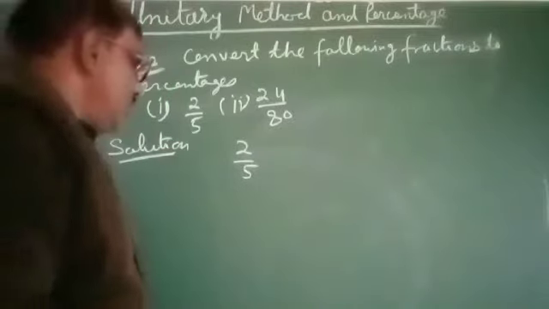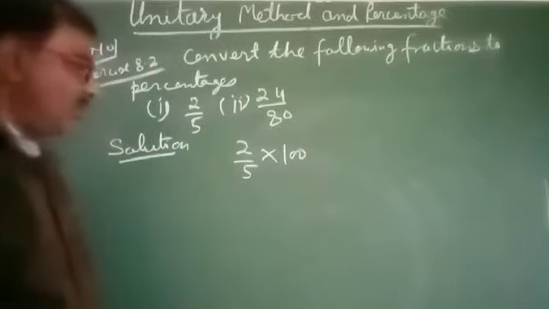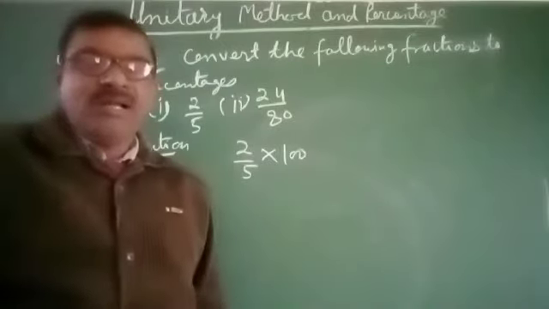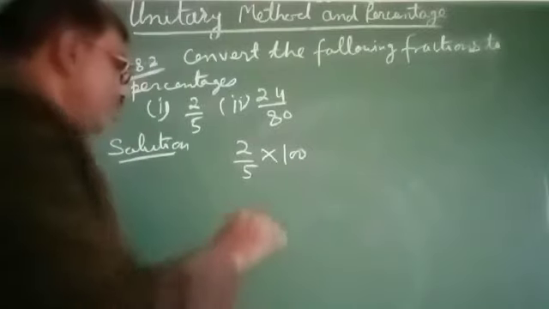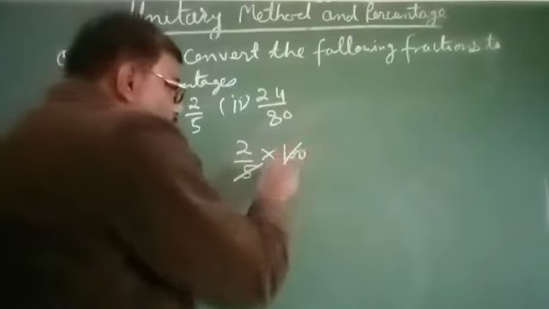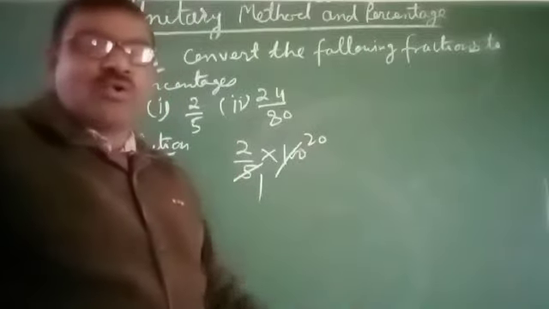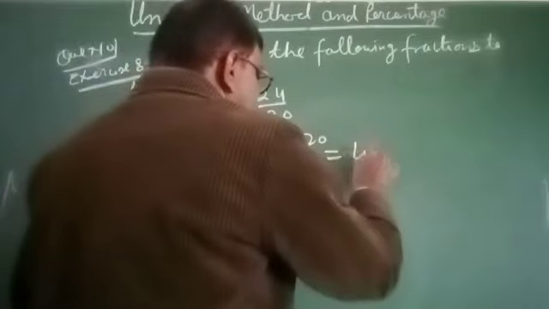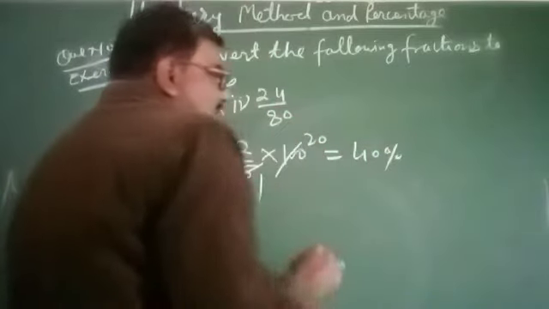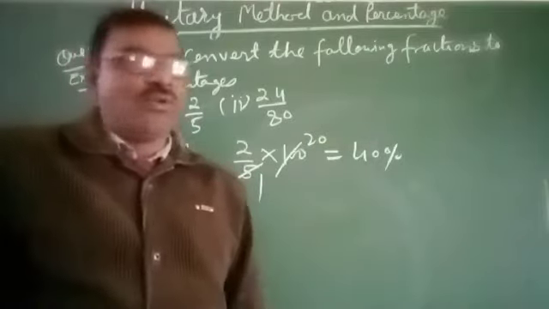So I will multiply this by 100. Now here 100 is divided by 5. 5 twenties are 100. And 20 multiplied by 2 will be equal to 40. Therefore it will be equal to 40%. So dear student, I hope that this is clear to you.